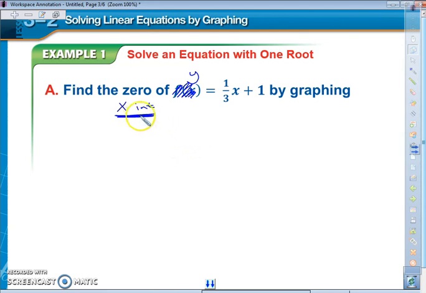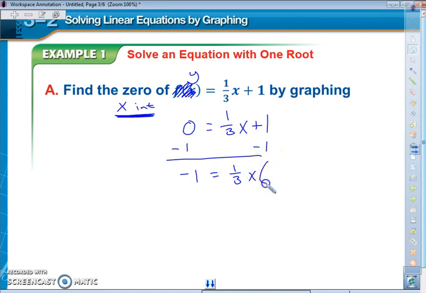So if we're trying to find the x-intercept, what do we make a zero, x or y? Well, we're trying to solve for x, so we need an x in the equation, so we're going to put a zero in for y. So we're going to go 0 equals 1/3 x plus 1. And now all we're going to do is solve for x. We start by subtracting 1 from both sides: -1 equals 1/3 x. To get rid of this, we multiply both sides by 3. So I've got -3 equals x.